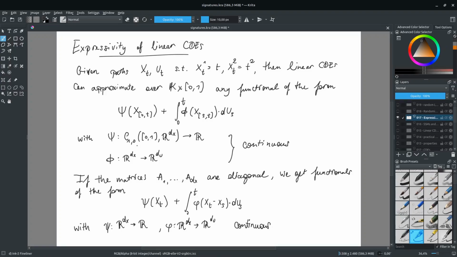And if the matrices A_1 to A_dx are also diagonal, which is often the case for state space models, then it's a weaker model. We don't get quite as much expressivity, but we get functionals of the following form, which are strictly weaker than what we have above. But at least we don't need these two conditions on the top. So by taking diagonal, you get a weaker model, but it turns out that you can just chain diagonal models and be fine.